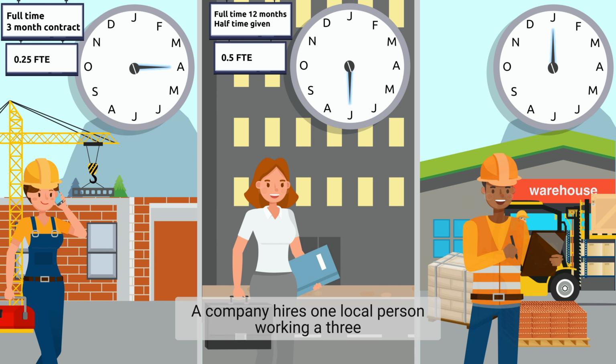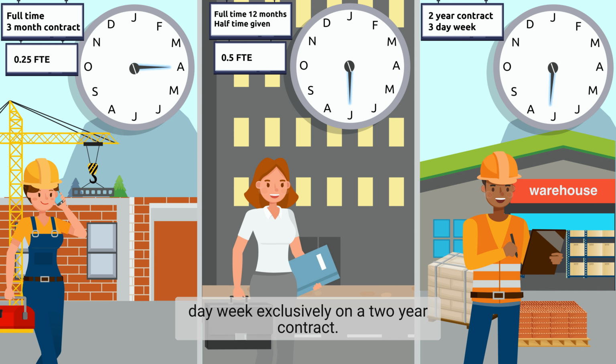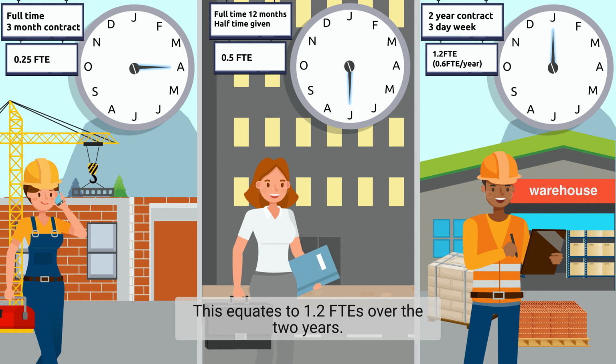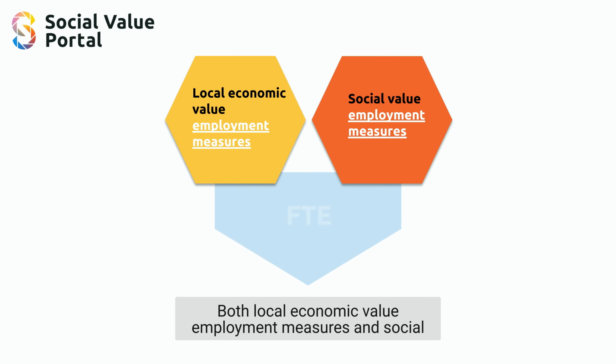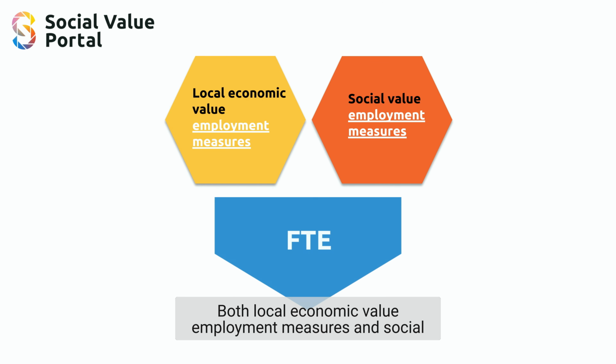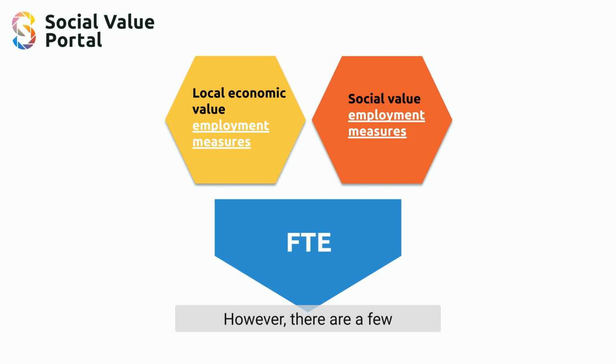A company hires one local person working a 3-day week exclusively on a 2-year contract. This equates to 1.2 FTEs over the 2 years, although you may wish to report 0.6 FTE per year. Both local economic value employment measures and social value employment measures use the FTE unit. However, there are a few differences which should be noted.